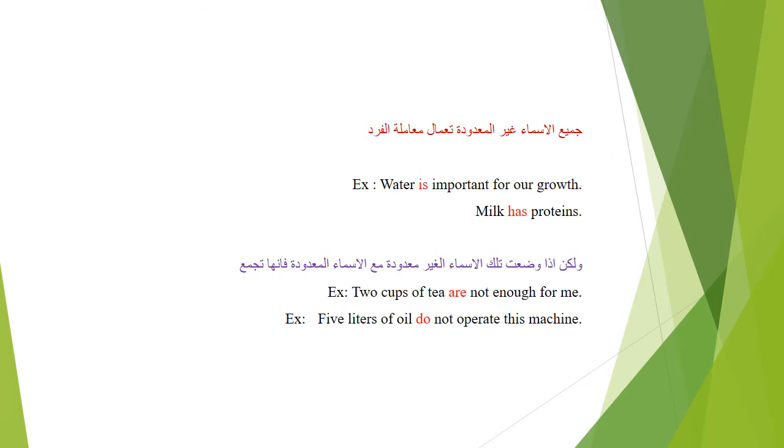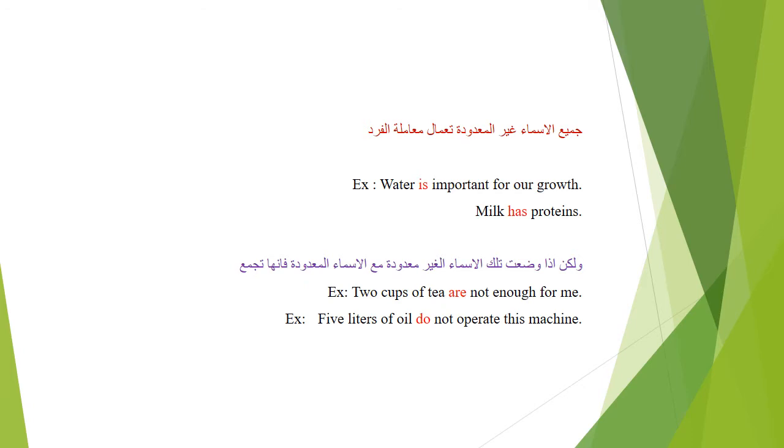جميع الأسماء غير المعدودة تعامل معاملة المفرد. All the uncountable nouns are treated as singular. That is to say, we cannot put s or es, and we cannot put the plural auxiliary verbs with them. For example, water is important for our growth. Milk has proteins.